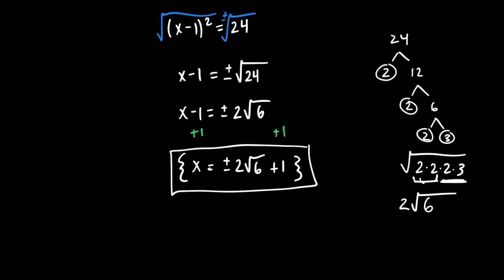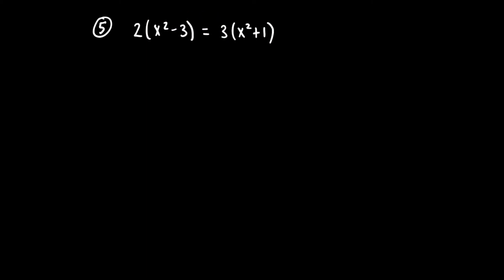Okay, I got one last example for you. Again, by all means, you could do the quadratic formula. You could probably solve this by factoring. But what's nice about these is, let's distribute both of these. So let's do the 2 times the x squared and 2 times negative 3, and we'll do the 3 times the x squared and 3 times 1. Let's see if we can just get this to work algebraically.